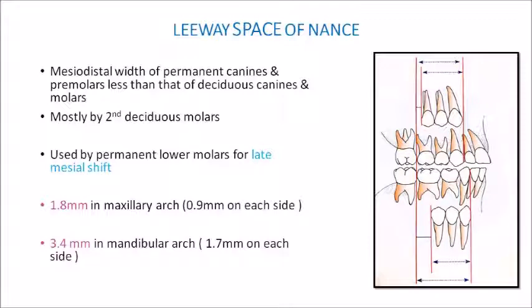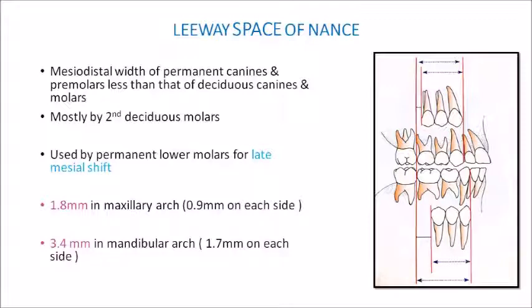So this space amounts to about 1.8 millimeters in the maxillary arch, that is 0.9 mm on each side, and 3.4 millimeters in the mandibular arch, which is 1.7 millimeters on each side. These values are extremely important, and please note that it is 1.8 mm in the upper arch as such. Sometimes the questions can come as the leeway space of Nance on one side, unilaterally, how much it is. So when you are answering such questions, please be careful whether they are asking for the whole arch or one particular portion, one side of the arch.